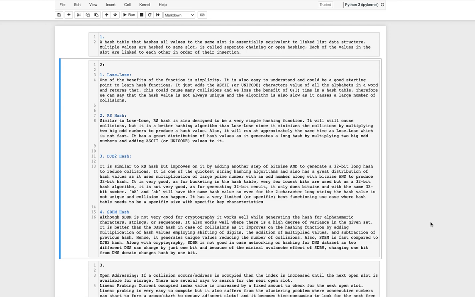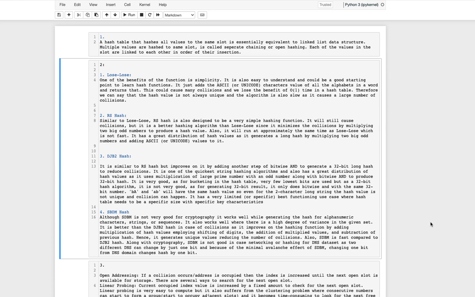Second question is: analyze the hash functions that we discussed in the lecture slides. Elaborate the benefits and drawbacks of each function. So first is the lose-lose function. One of the benefits of the function is simplicity. It is also easy to understand. That could be a good starting point to learn hash functions. You just add the ASCII code or Unicode character value of all the letters in a word and return that.